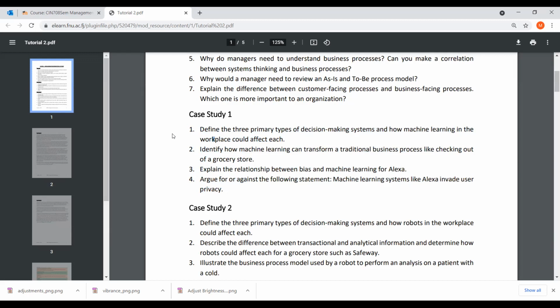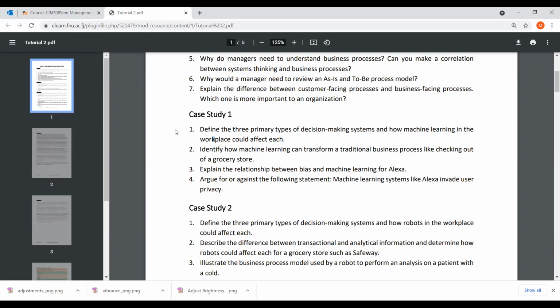So case study 1, question 1: define the 3 types of decision-making systems and how machine learning in the workplace could affect each. So, 3 types of decision-making systems. The easy way that I could recall is there are 3 types of decisions. You have structured, semi-structured, and unstructured. So the answer lies between these 3 things. Question number 2: identify how machine learning can transform a traditional business like checking out of a grocery store. So how can machine learning aid in it?